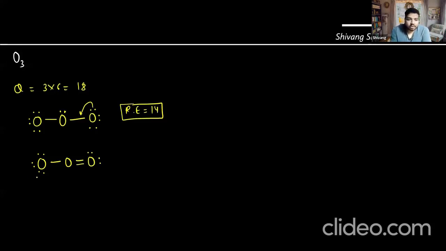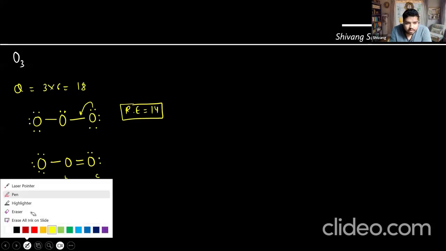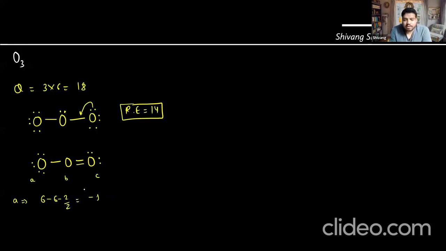Formal charges we can calculate. Let's talk about the formal charge of this. I'm calling it atom A, atom B, and atom C. For atom A, it would be 6 minus 6 minus 2 over 2. That's going to be minus 1. Valence electrons minus non-bonding electrons minus bonding electrons over 2, right?